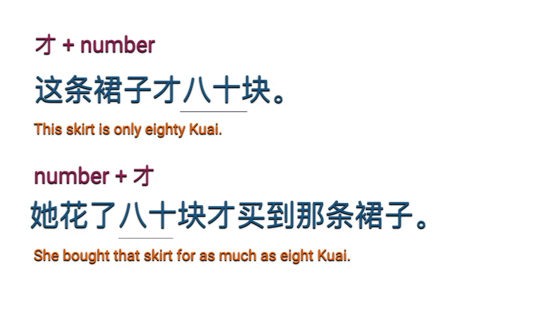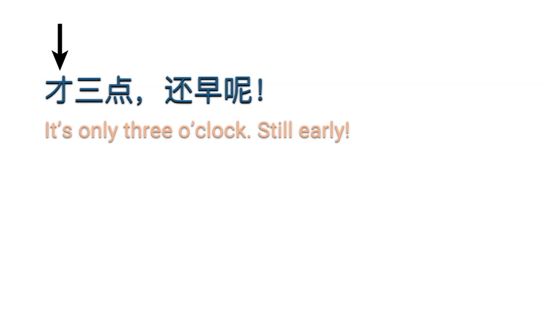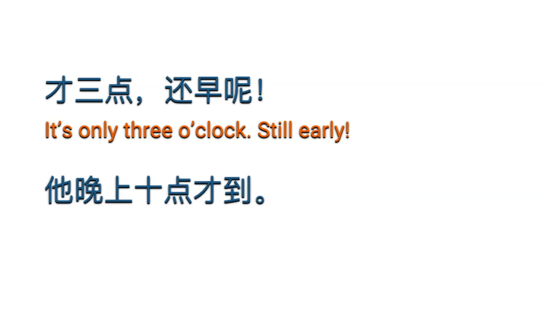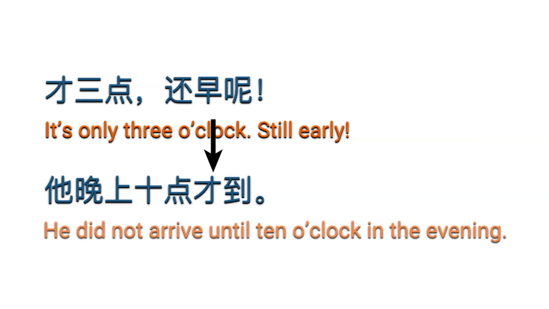Let's take a look at another example. In this example, the number refers to time. 才 is in front of it, indicating a small number, in this case, early in the day. In this sentence, 才 is after a number, indicating a big number, in this case, late in the day.